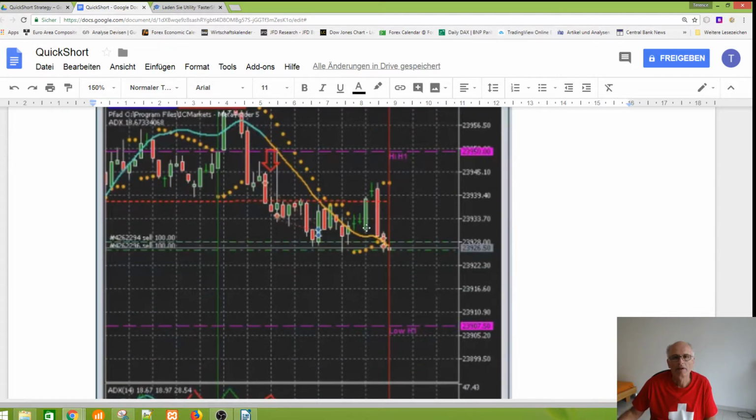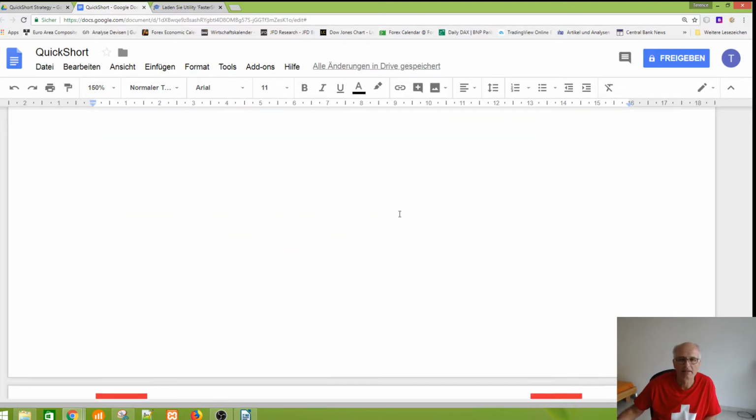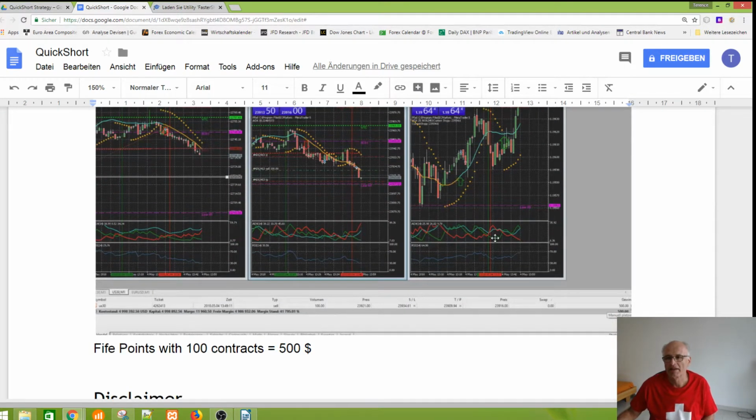The entry here looked very bearish. We had the 100 is about here, at 23,900, and I traded from here to about here, only 5-6 points. The result, with 100 contracts, 5 points is $500.